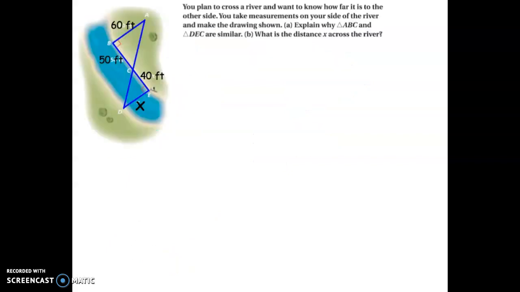All right, now this problem, or a very similar one, will show up on a test. Okay, so you plan to cross a river and you want to know how far it is to the other side. You take a measurement on your side of the river and you make a drawing shown. Explain why triangle A, B, and C and D, E, and C are similar. And then what is the distance across the river? So the distance across the river is over here at X. Okay. And so really we have to do the exact same thing that we've done before. I want you to try this one using proportions and ratios and see what you get. I'll see you on the next slide.